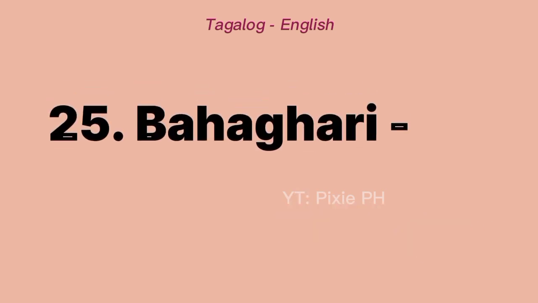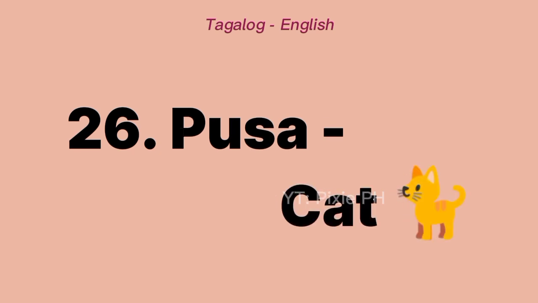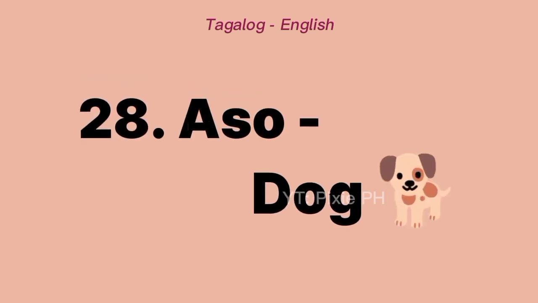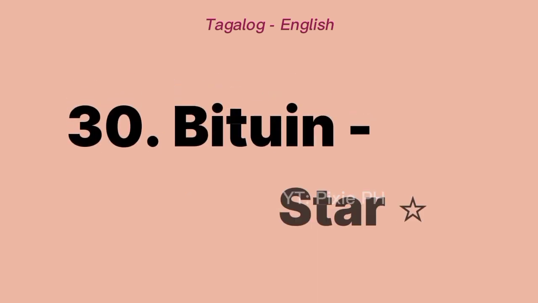Number 25. Bahaghari, or Rainbow in English. Number 26. Pusa, or Cat in English. Number 27. Isda, or Fish in English. Number 28. Aso, or Dog in English. Number 29. Guru, or Teacher in English. Number 30. Bituin, or Star in English.